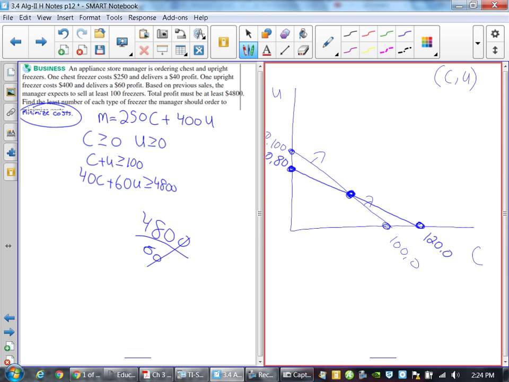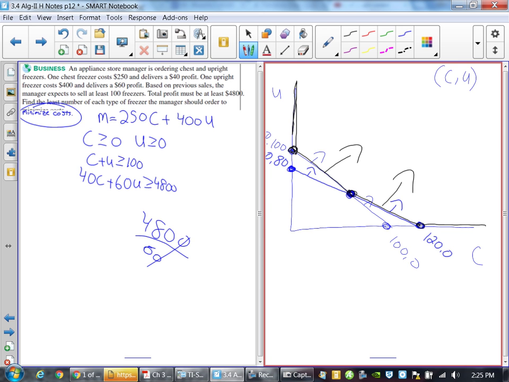It intersects there. It doesn't go through the origin, so what's 0 plus 0? 0. Is 0 bigger than 4,800? No, it's not. It is false again here, which means it's shading outward. So when we start shading outward here, we wind up with a viable region. It comes down here, turns, and goes. So we have this region here to worry about.